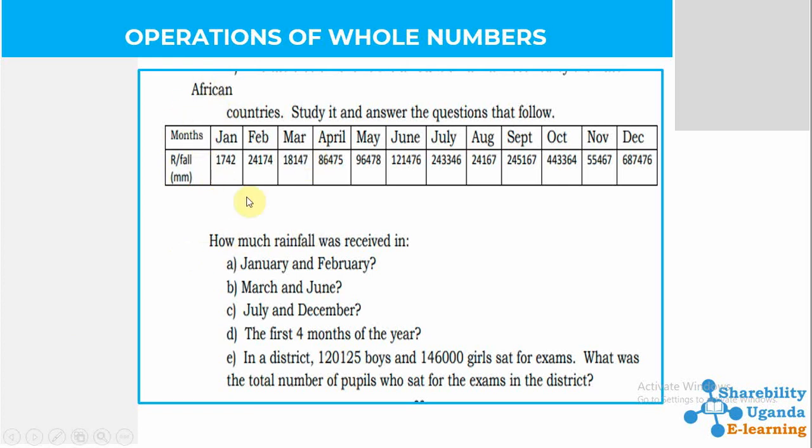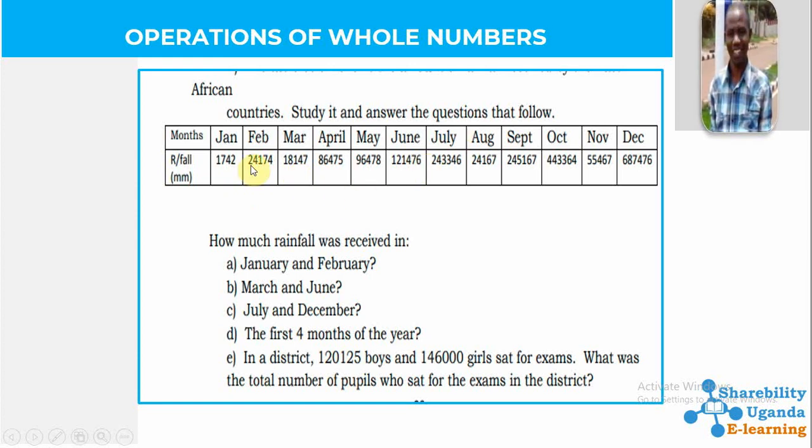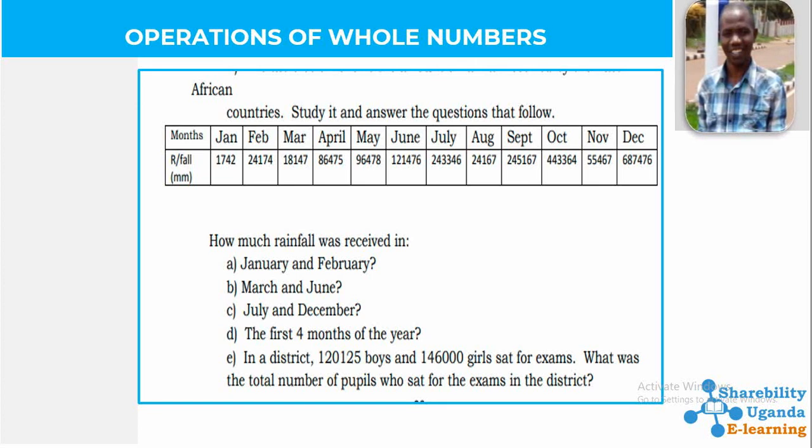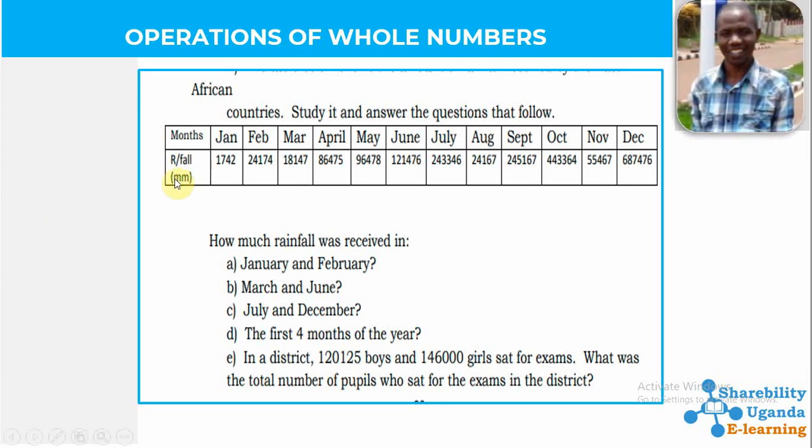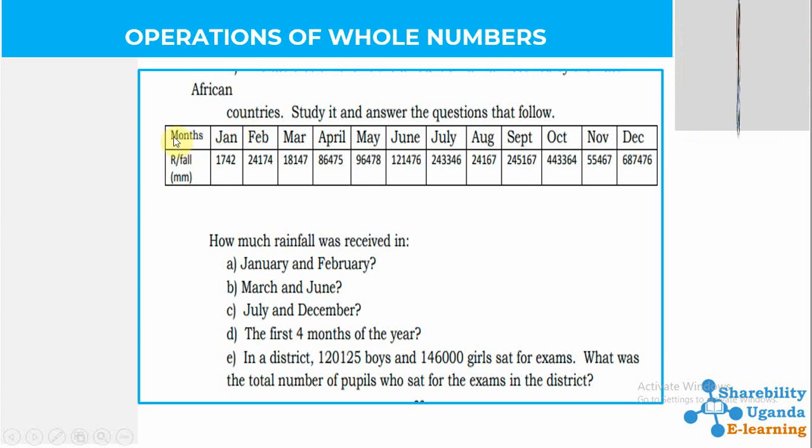For example, you can have a look at this question. This is our question. When you look at this question, they are saying African countries. Then they are saying we should study it and answer the questions that follow. So this is a table which is given, and we have to identify it very critically for us to be able to pass these numbers. So this is one of the ways how they set this operation of whole numbers.